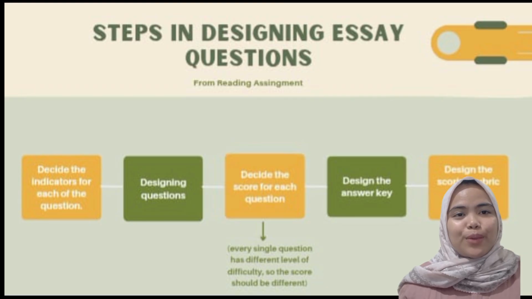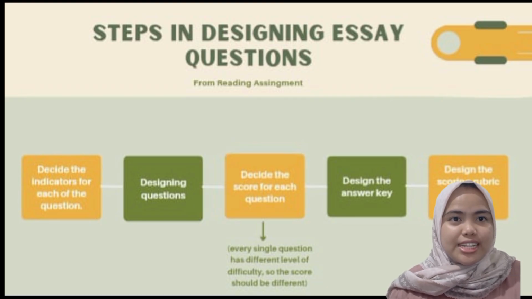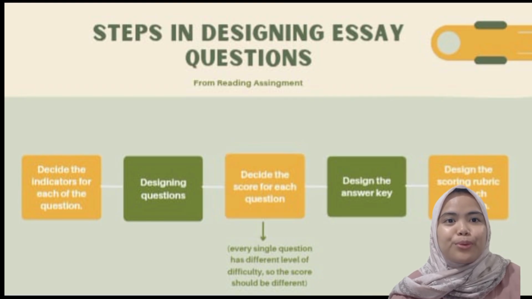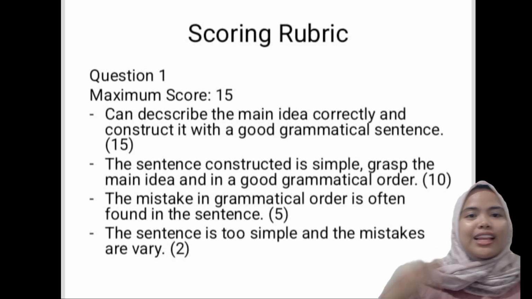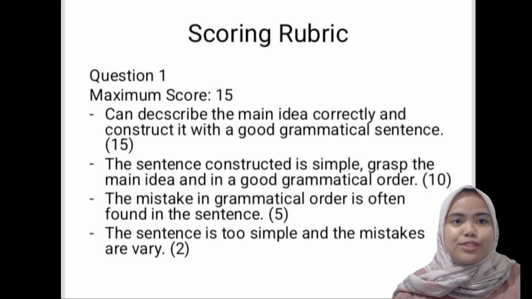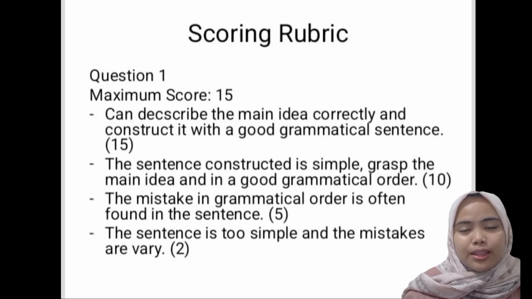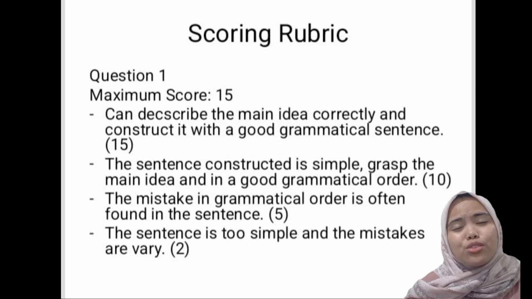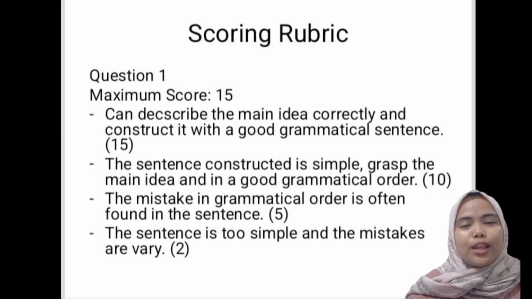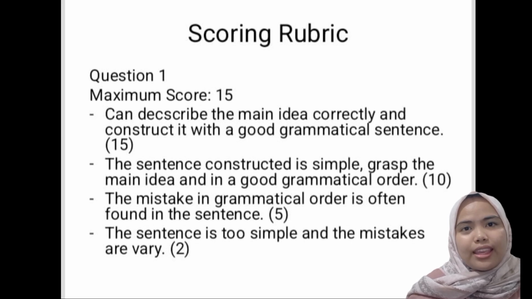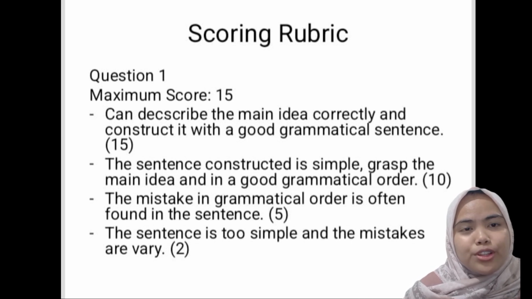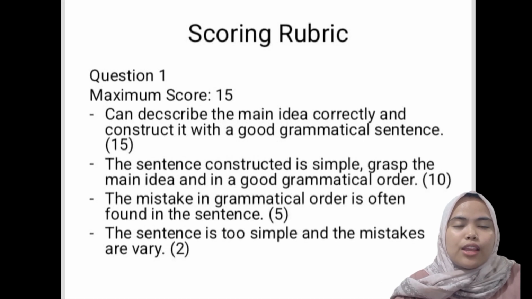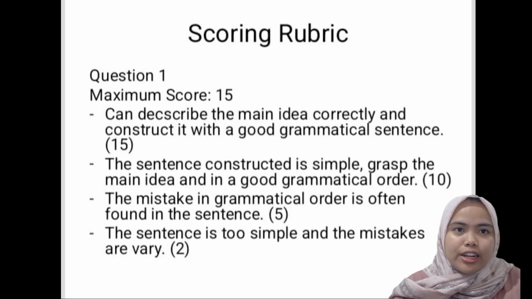The last step in designing essay questions is designing a scoring rubric for each question. For example, if there are 5 questions, there will be 5 answer keys and 5 scoring rubrics, one for each answer key. For example, like this, in question number 1, the maximum score is 15. And students can get 15 if they can describe the main idea correctly in a good grammatical sentence. But they also can get 10 if they construct the sentence in a simple way but there are no grammatical errors. But also they can get 5 if there are any grammatical errors, and they can get 2 if they use 2 simple sentences and there are a lot of mistakes.